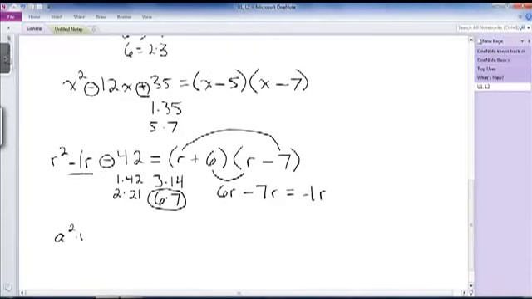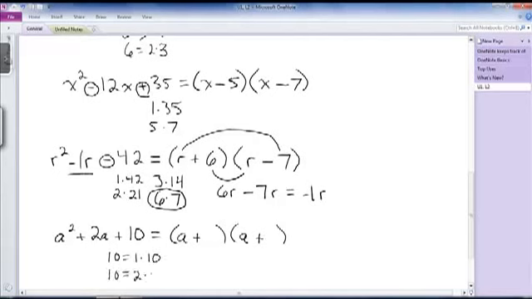A squared plus 2A plus 10. Start to factor this here. Alright, I got my A. Now, positive 10, positive 2A, that means everything's going to be positive. Now think about your factors of 10. 1 times 10. You could also use 2 times 5. Those are my only two possibilities. Which one of these adds up to 2? Because our middle term is 2.